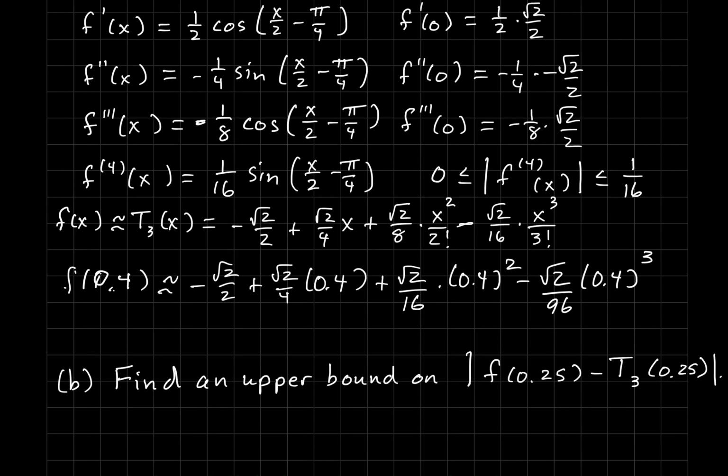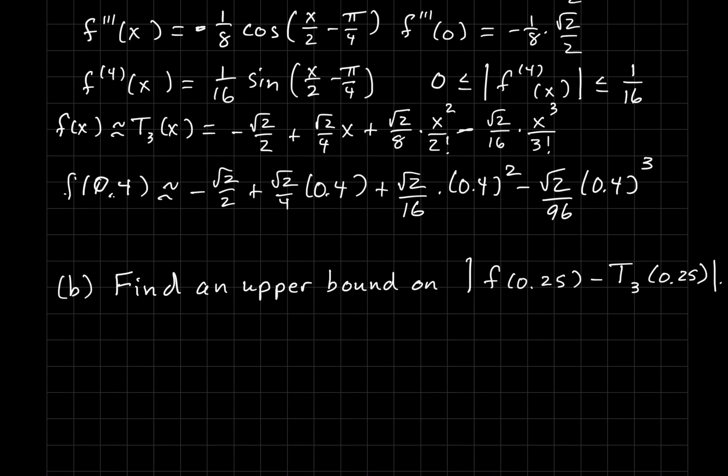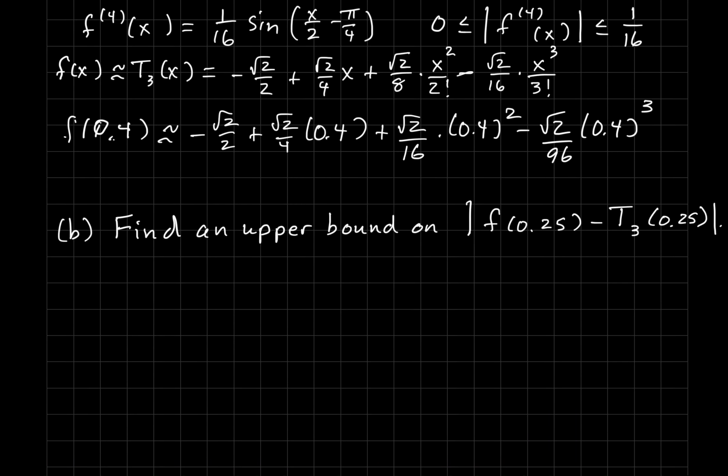But let's look at part B, which says, let's find an upper bound on f of 0.25 minus the approximation of 0.25. And if you recall from part 1, I'm looking for an upper bound on the error. Now, if you don't remember that that is the error, this is a huge clue that we're looking for an error. Not perfectly, because I could be looking for an upper bound on the function, but this back part tells me it's an upper bound on the error.